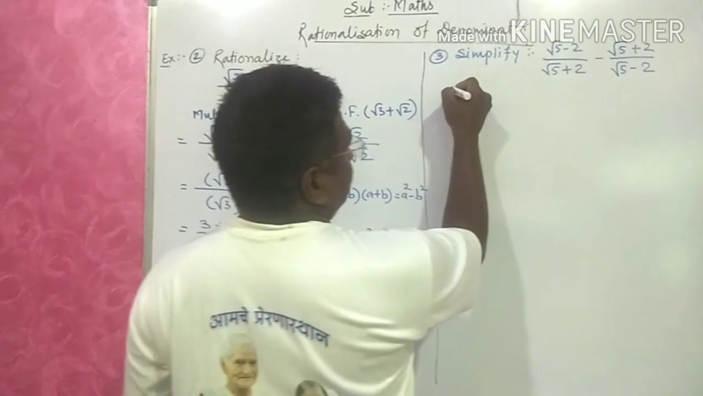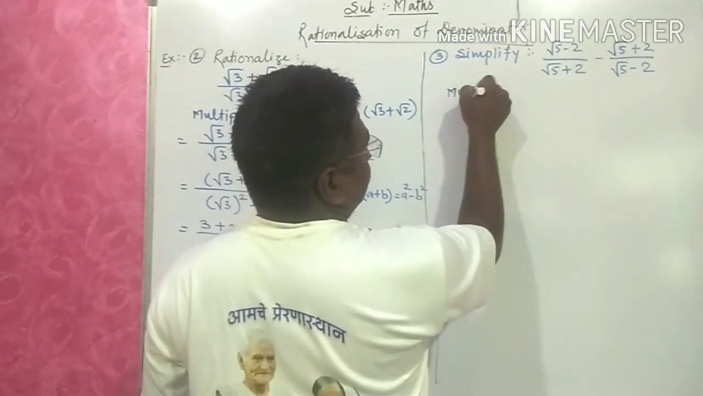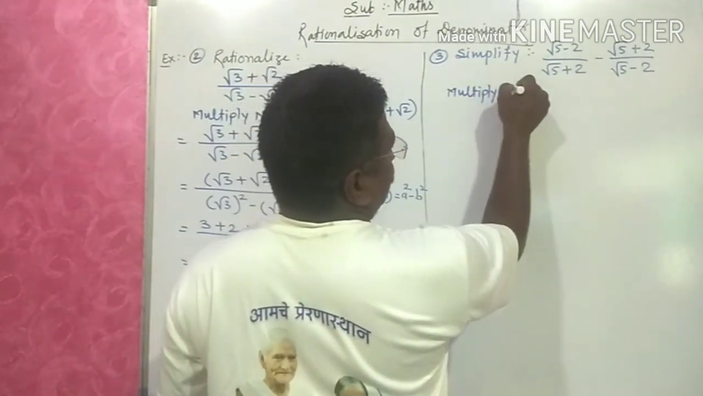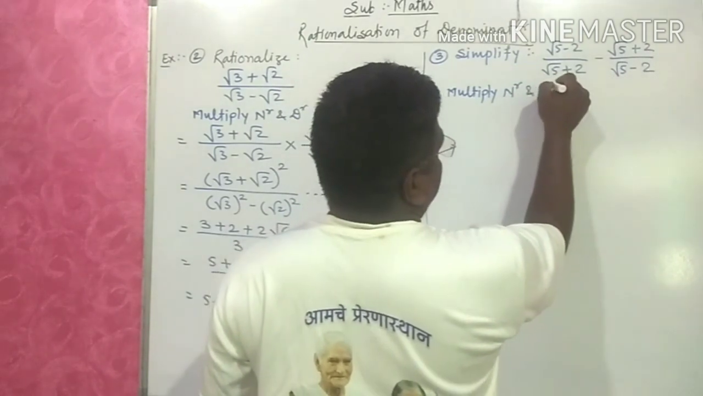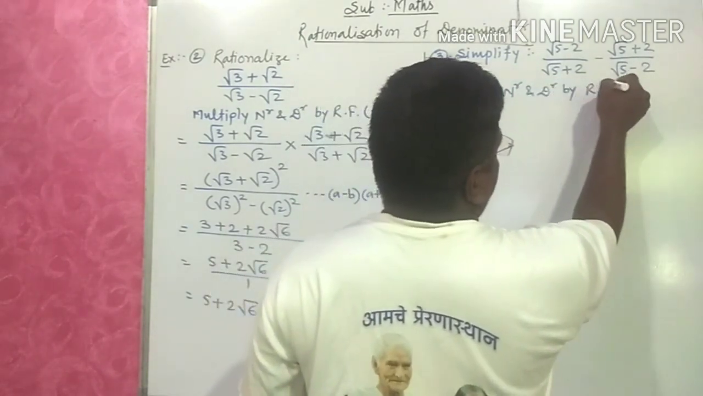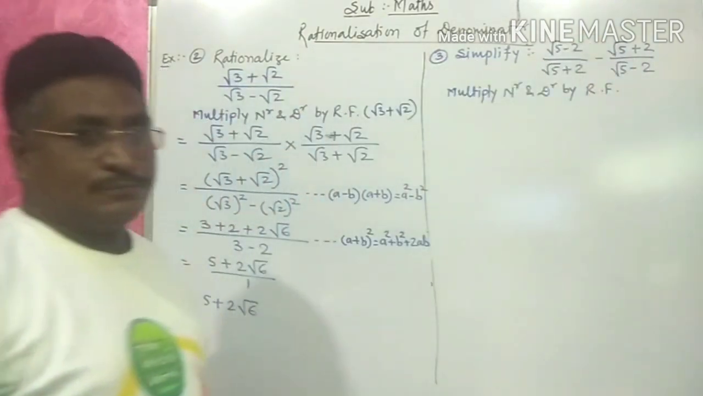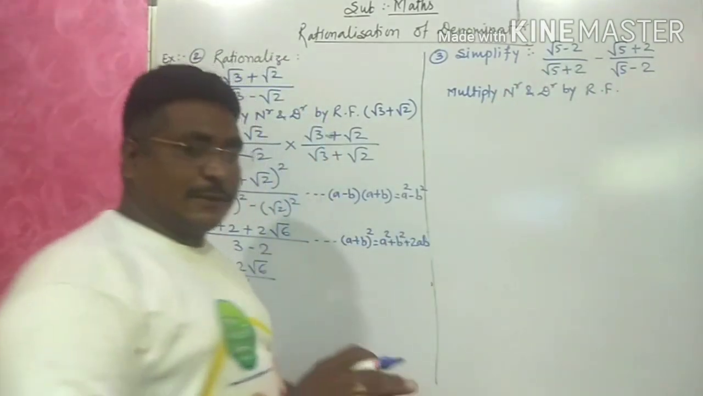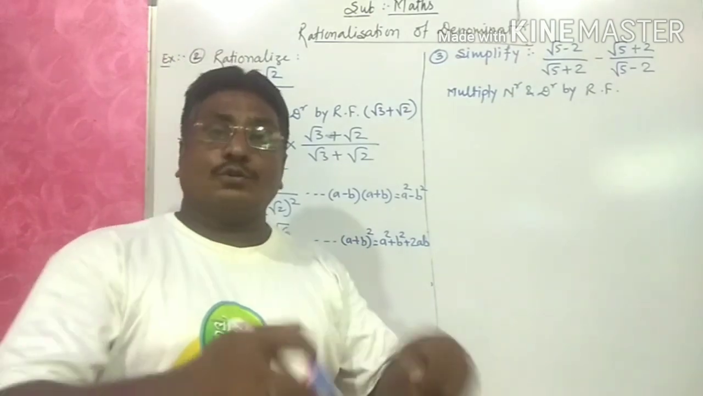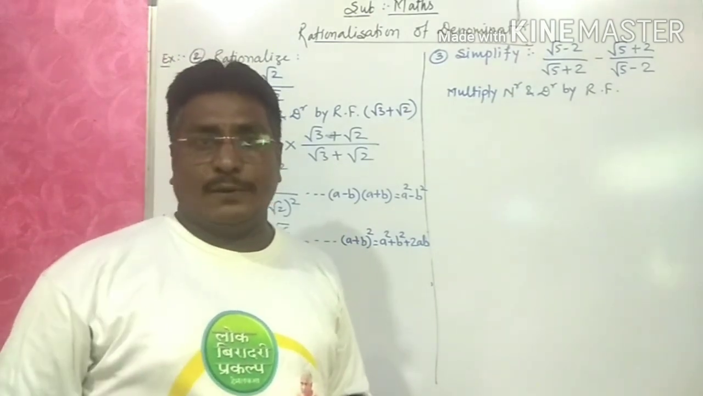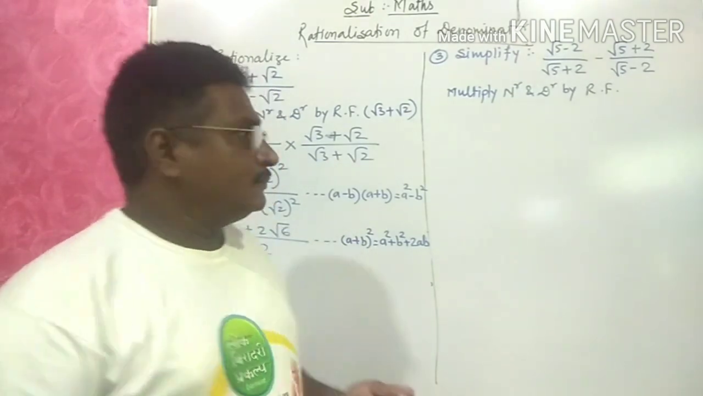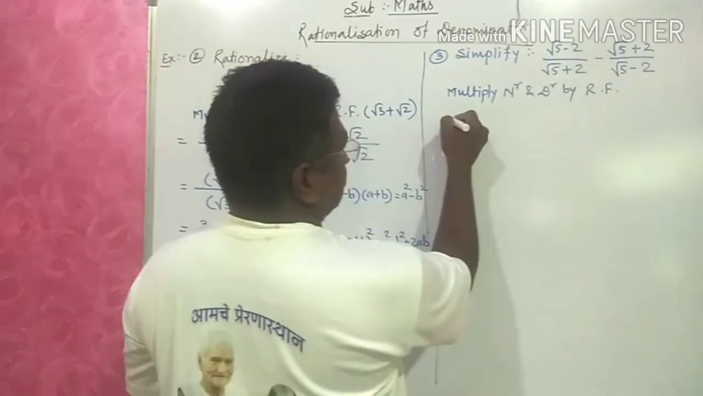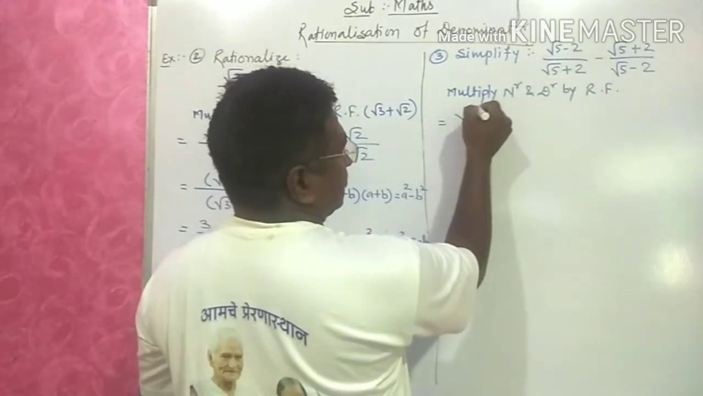So how to make it? Multiply the numerator and denominator by the rationalizing factor. So each term has to be rationalized. You can rationalize separately or together, no problem, but you have to rationalize that. So see here how I am rationalizing.